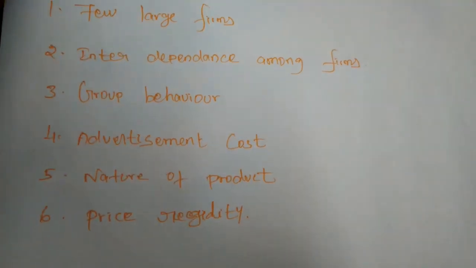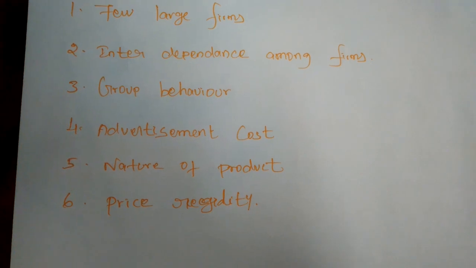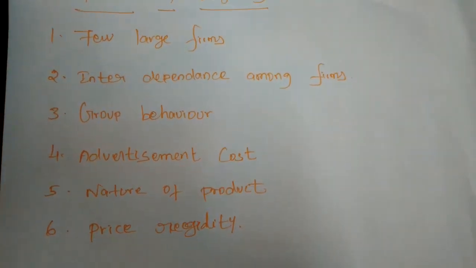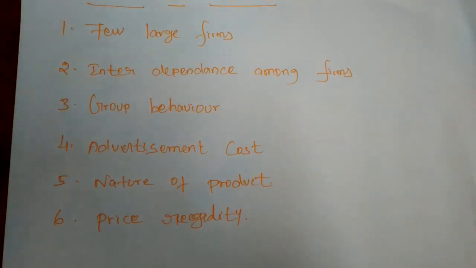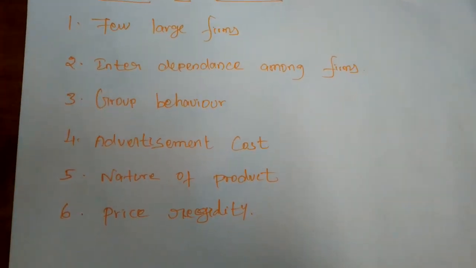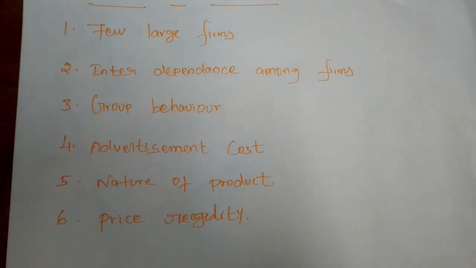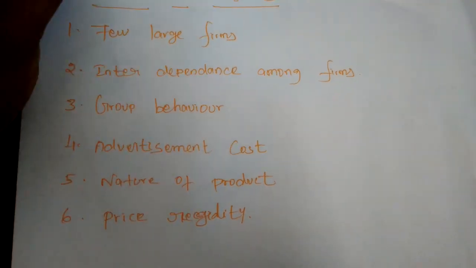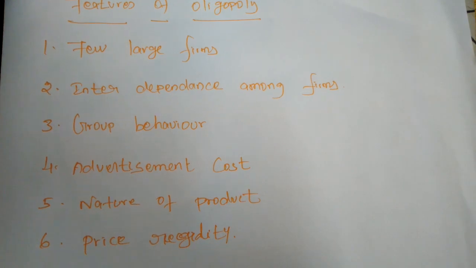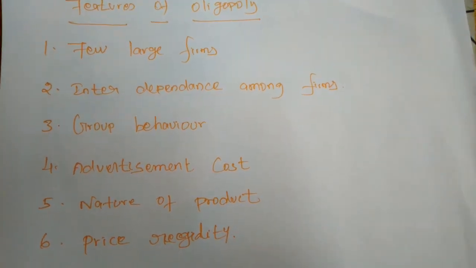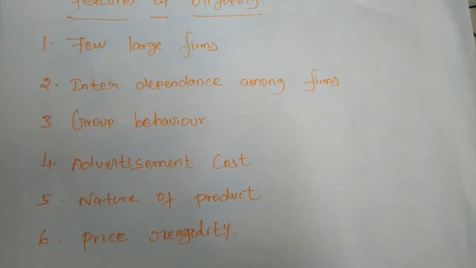Next, group behavior. The firms under oligopoly realize the importance of mutual cooperation, even if there are slight differences in their products. Among these few firms, the group behavior will be the same. Mutual cooperation must exist in this oligopoly market, because one company will never let another company go down.